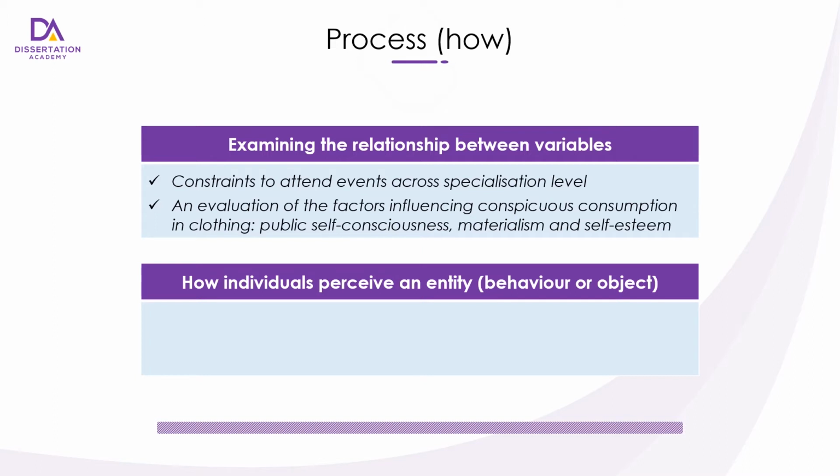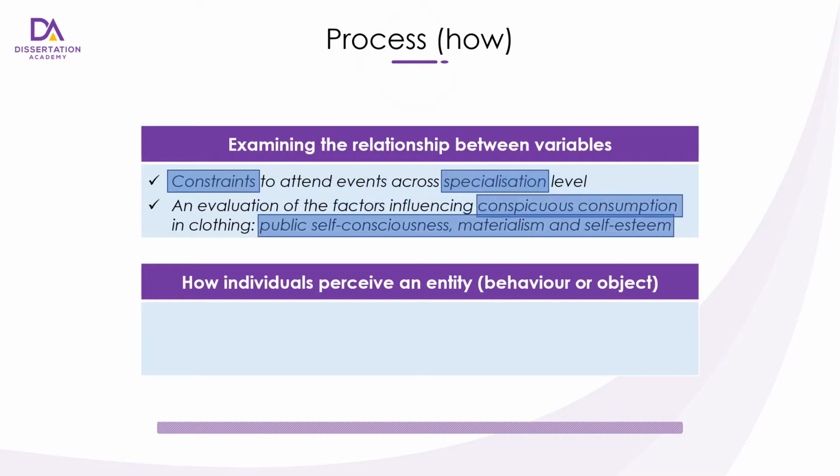The two variables are specialization and constraints. In this instance, the student was trying to understand the constraints to attend salsa dancing events across salsa dancing specialization levels. What about the second example? Can you identify the variables? In this example, the relationship is between one variable, conspicuous consumption, and three variables, public self-consciousness, materialism, and self-esteem.